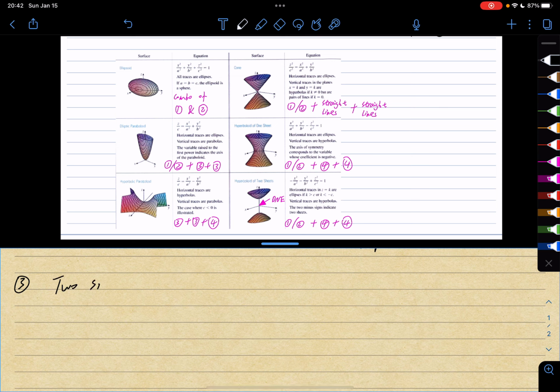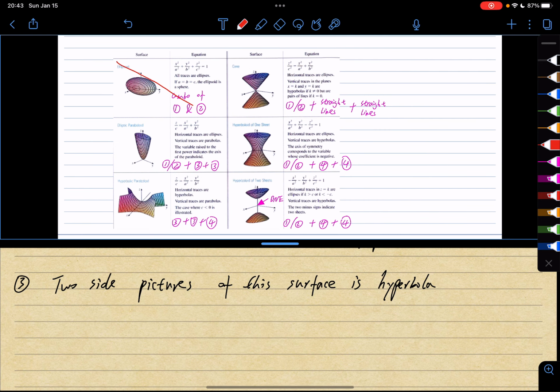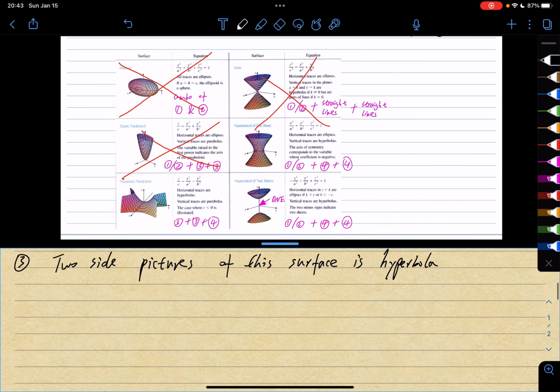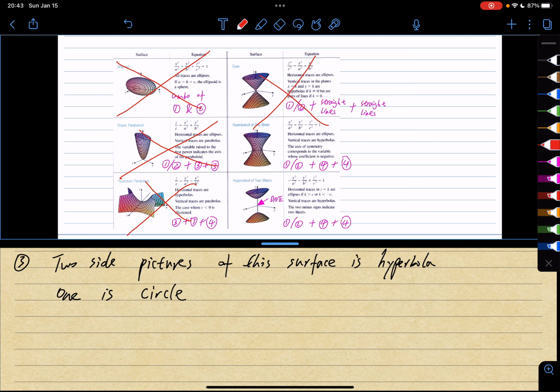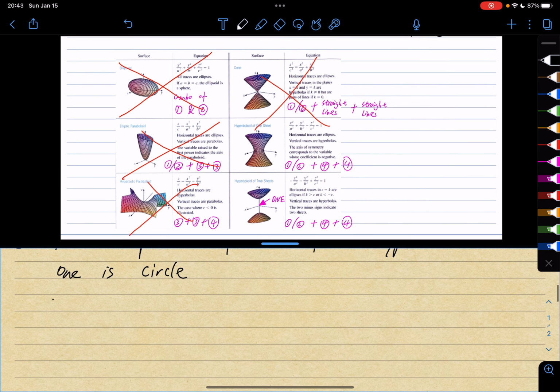So for this particular problem, we have two side pictures of this surface that are hyperbolas. So we can immediately eliminate these two, because they have no hyperbolas involved, and then we can eliminate the cone as well. And then one is a circle. Because we have a hyperbola and a circle, we can quickly eliminate these four quadric surfaces. But that tells us this is a hyperboloid.